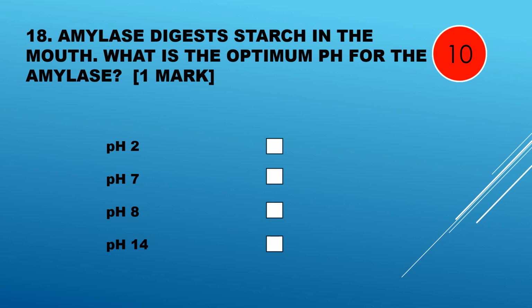18. Amylase digests starch in the mouth. What is the optimum pH for amylase? Is it pH 2, pH 7, pH 8, or pH 14? Amylase works best in the mouth at pH 7.